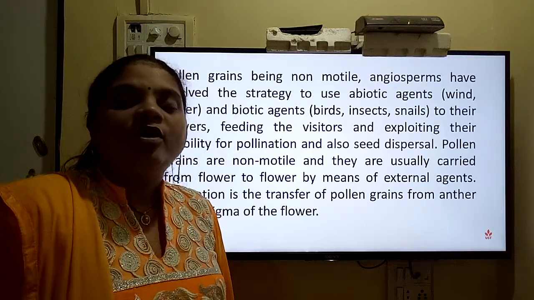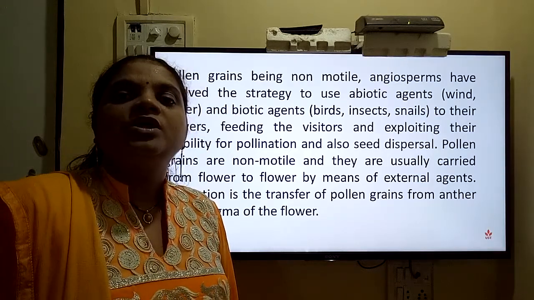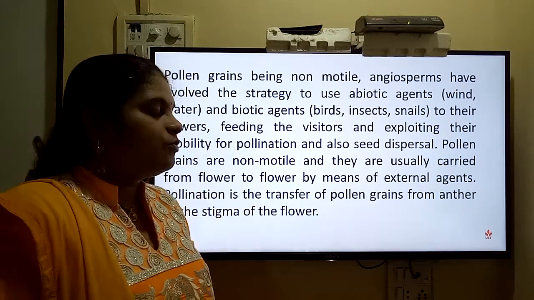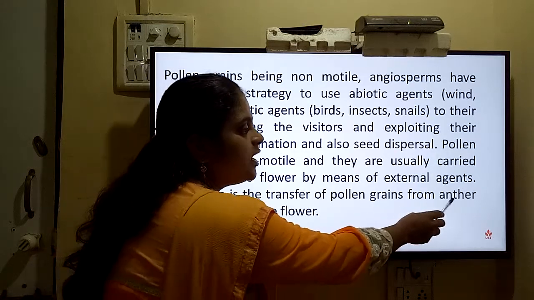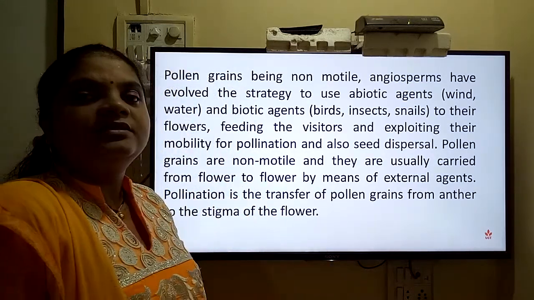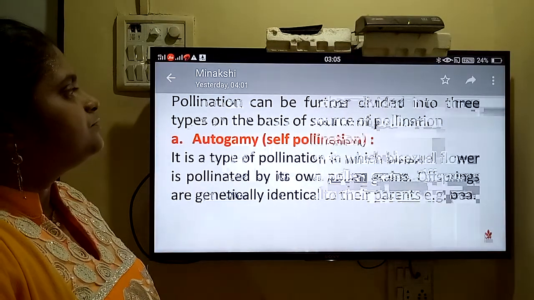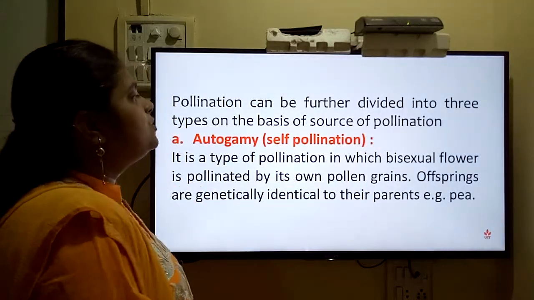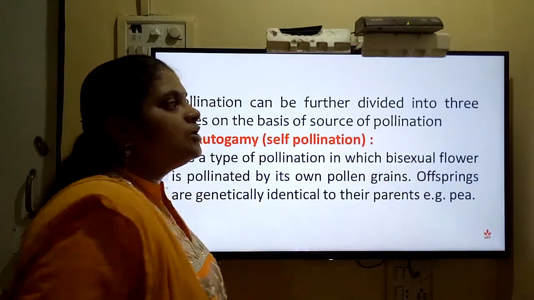So what is pollination? Transfer of pollen grains to the stigma is called pollination. Transfer of pollen grains from the anther to the stigma of a flower, that is pollination. Now this pollination can further be divided into main types on the basis of the source of pollen.